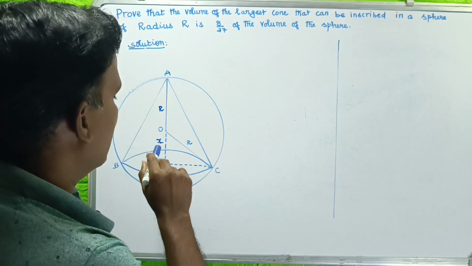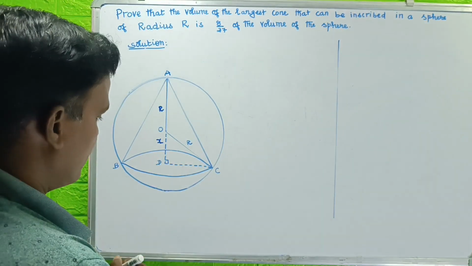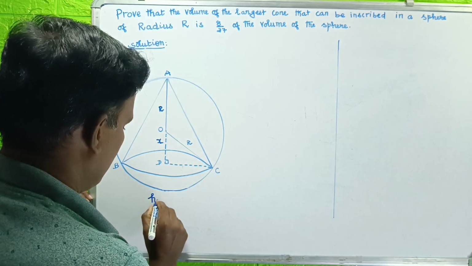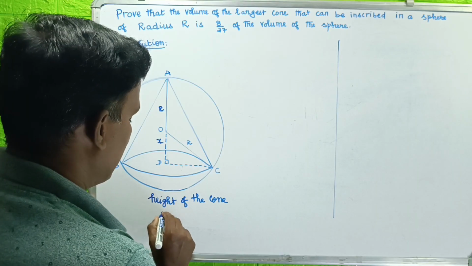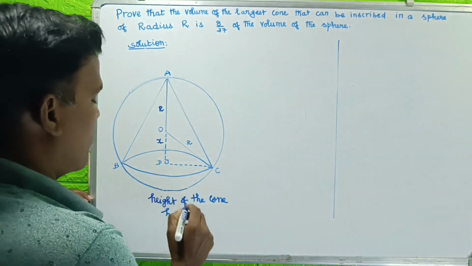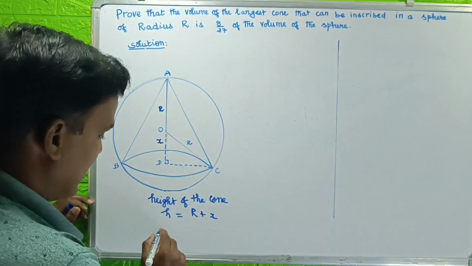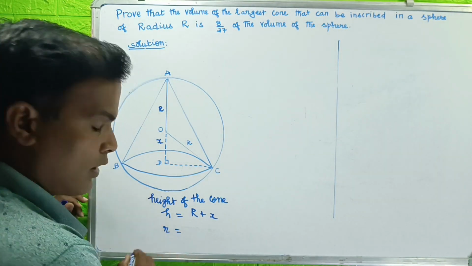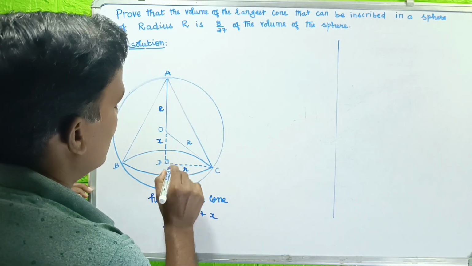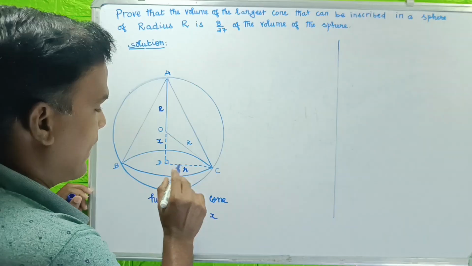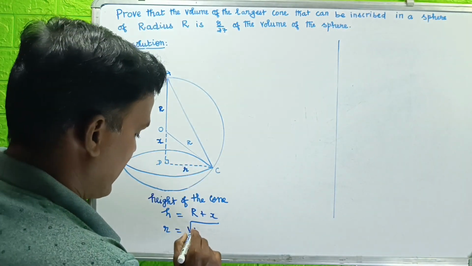So let us consider the distance OD as x. So the height of the cone, what is the height of the cone? That is h, which is equal to R plus x. Radius of the cone, let us take the radius of the cone as small r. See, this is small r. By using the Pythagoras theorem, we can find small r as square root of capital R square minus x square.